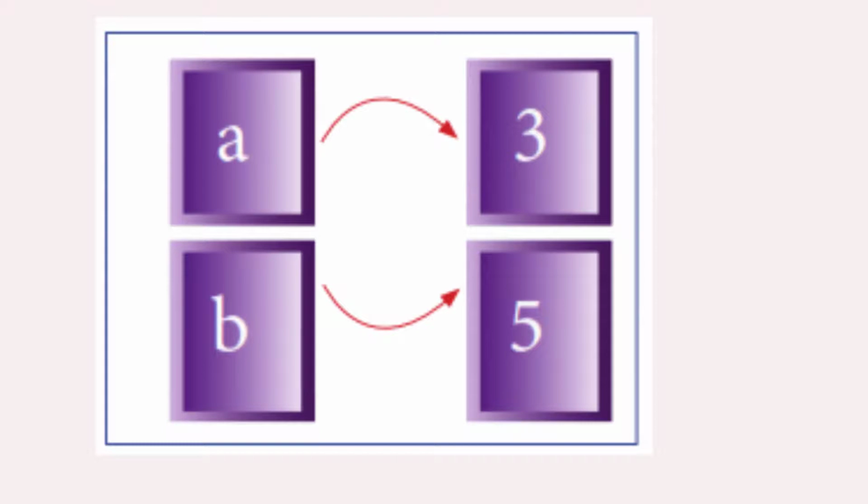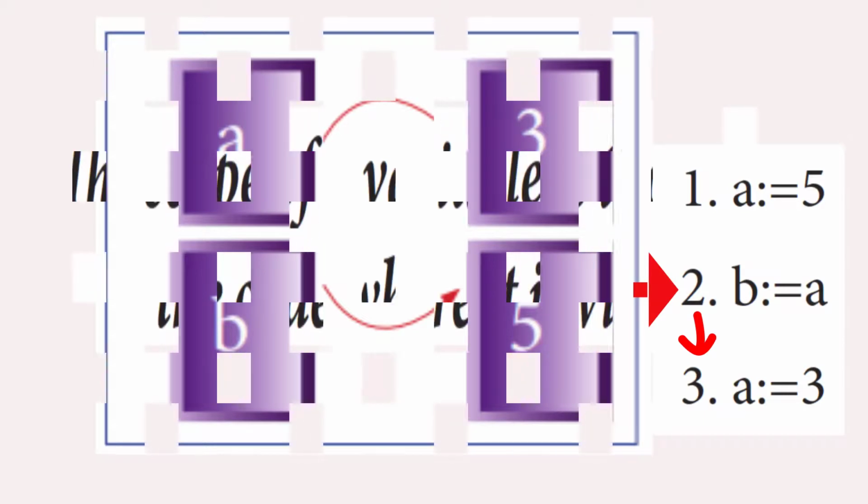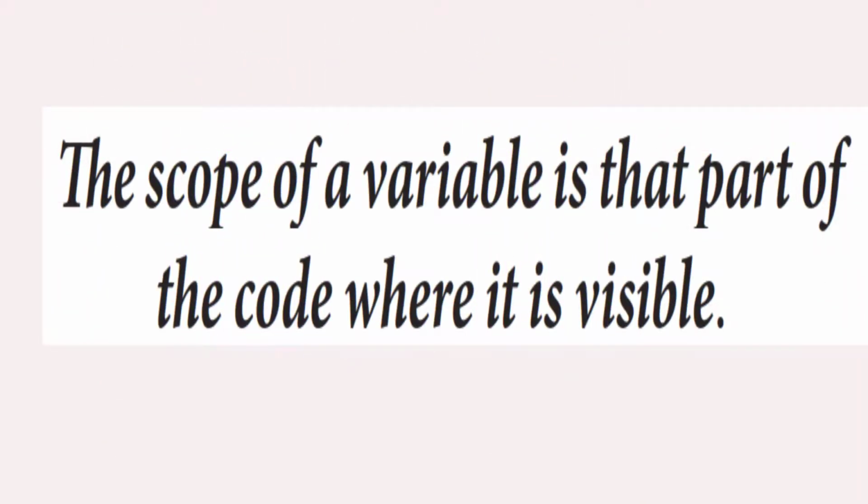Now A = 3, as we have already changed the value 5 to 3. So now A holds the value 3. But B still holds the value 5 because of statement 2. That second statement does not apply to the third statement, as the scope of the B variable does not exist in the third statement. So the scope of a variable is the part of the code where it is visible.